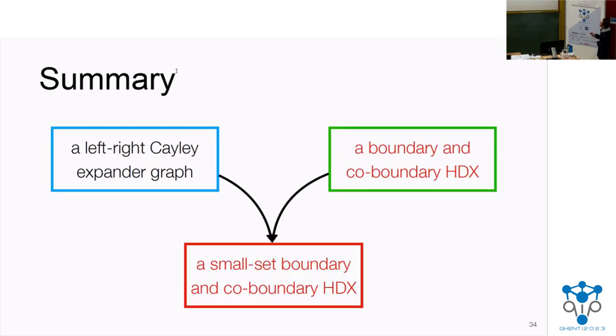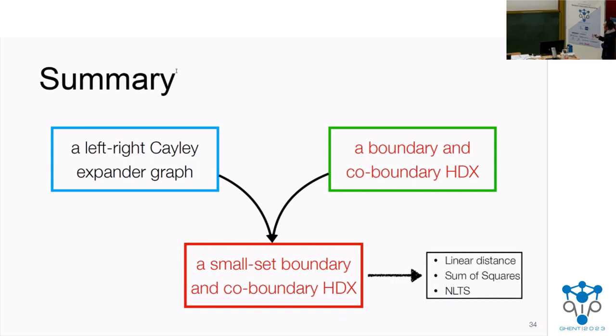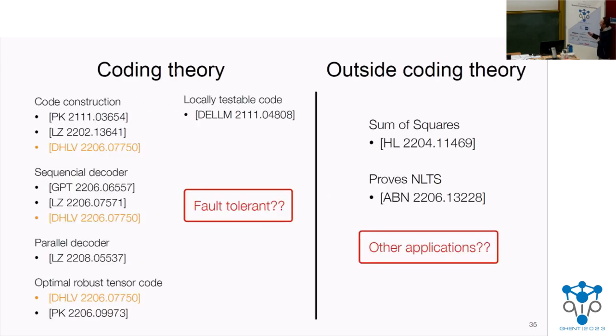Just to summarize, we gave a construction that combines the graph and the tensor code to get small-set boundary and coboundary expansion. From this condition, we can get everything we want, including linear distance and these complexity results. So what are some open problems? On the coding theory side, can we make these codes have some fault-tolerant properties? And outside of coding theory, are there other applications?